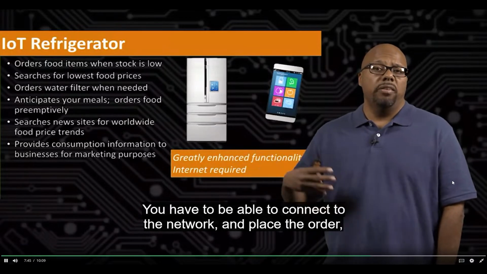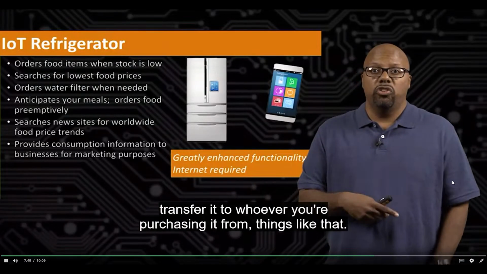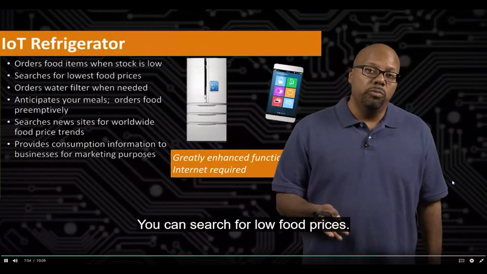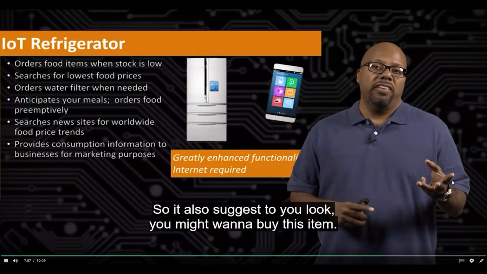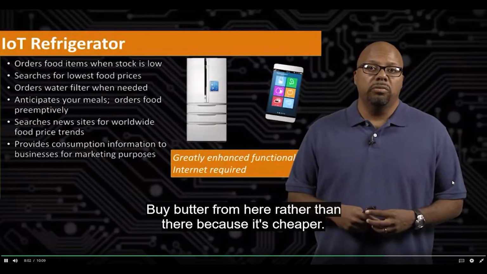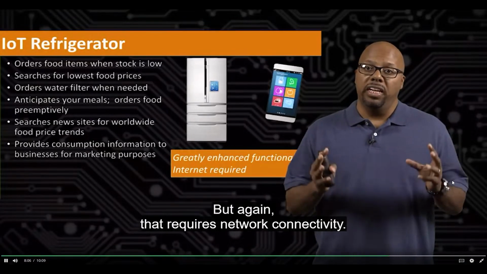You have to be able to connect to the network and place the order, grab money out of your bank account, and transfer it to whoever you're purchasing from. You can also search for low food prices. So it can suggest to you, look, you're low on butter, buy butter from here rather than there because it's cheaper. And in fact, it can go ahead and just buy that, or it can just suggest it to you. But again, that requires network connectivity.